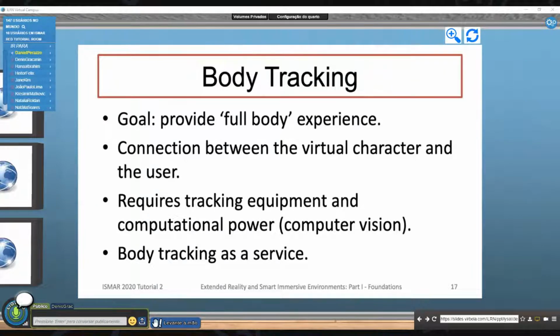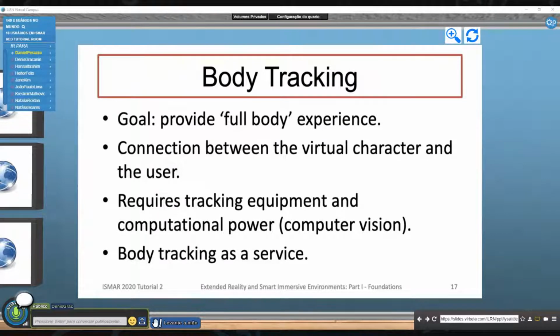For that, again, we need tracking equipment and the corresponding computational power. Why? Because most of those tracking systems, assuming that they are contactless, are based on computer vision, and therefore that requires processing power, and that's usually done by leveraging a sufficiently powerful graphic card. So once we have that, we can provide body tracking as a service. In other words, the body tracking is not directly part of the application. Rather, the body tracking is part of the smart immersive environment, and that smart immersive environment provides that as a service.